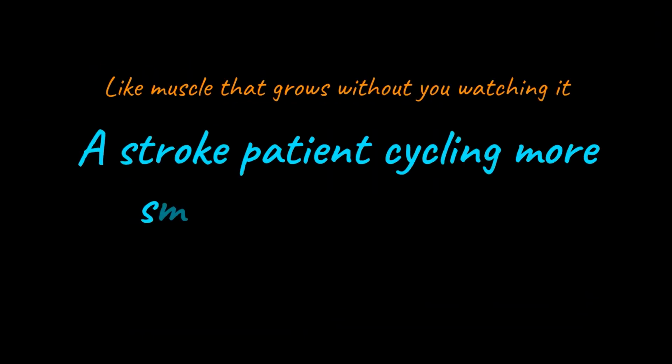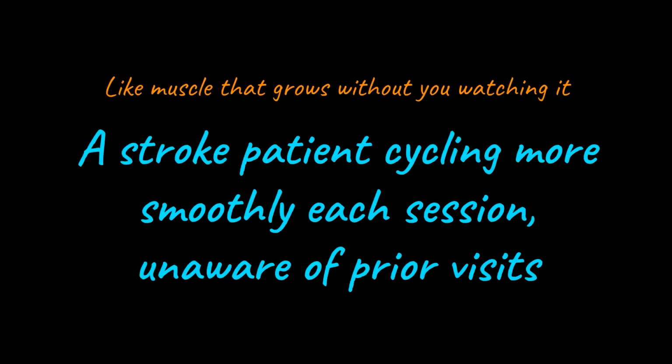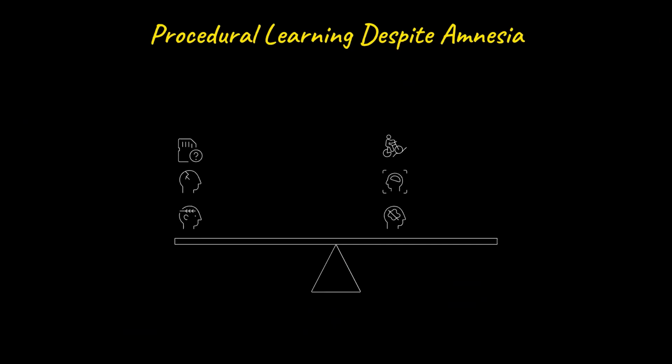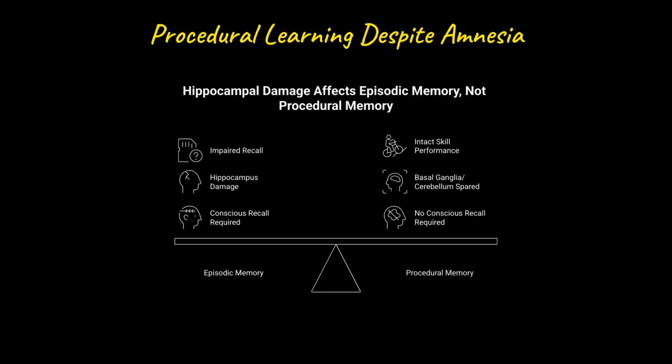Henry Molaison, known as HM, could not recall a single mirror tracing session, yet his accuracy improved every day. His procedural memory was intact even though his declarative memory was devastated. The improvement was real, measurable, and unconscious. This diagram captures the core dissociation.